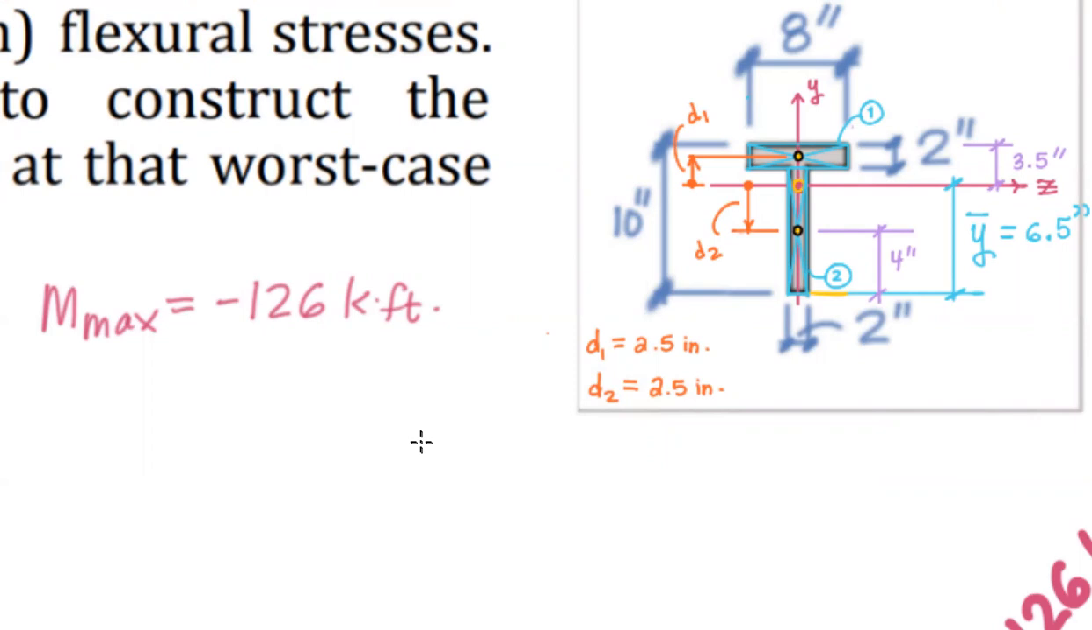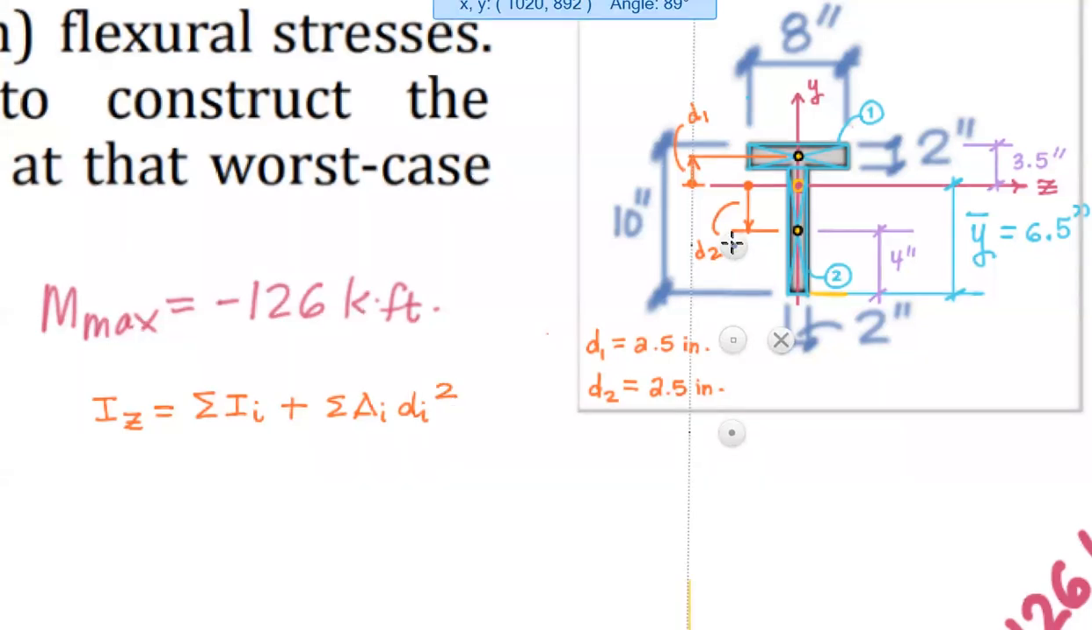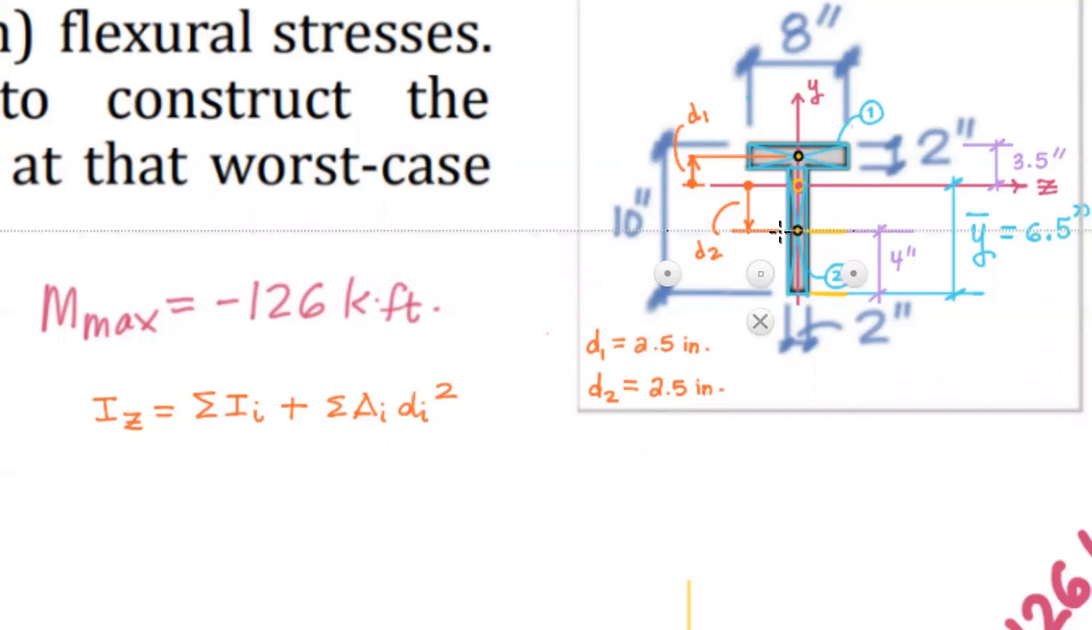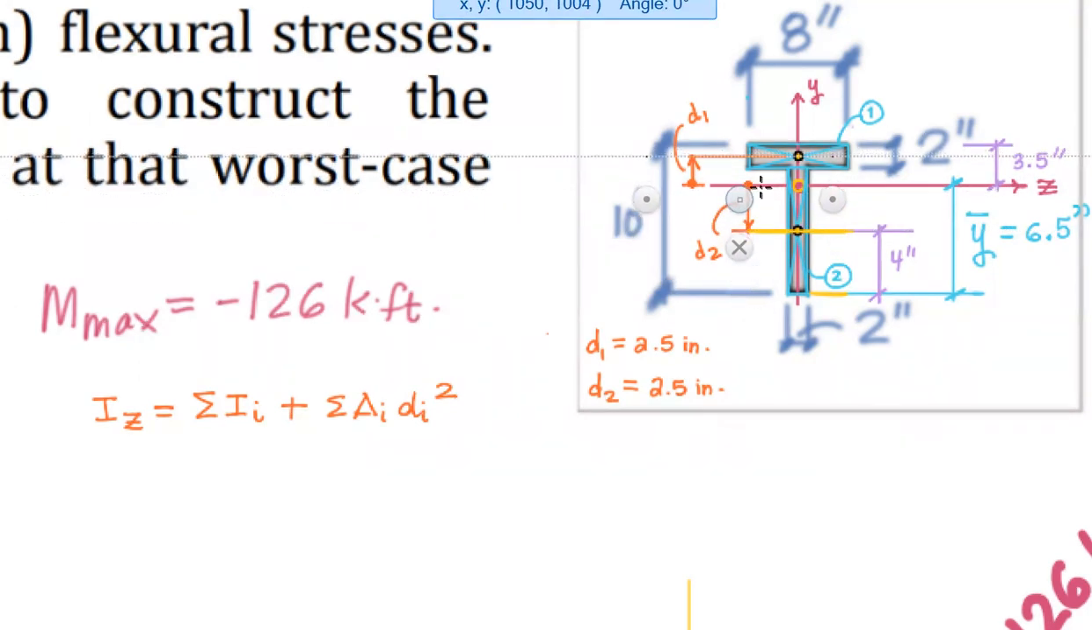We're ready to do our moment of inertia. I'll do that in orange right here. Moment of inertia about the Z axis equals, we're going to apply the parallel axis theorem. So the summation of the moments of inertia about their own horizontal centroidal axes plus the summation of the areas times the distances squared. Here are those horizontal axes. I will add them to our picture that's kind of becoming a little congested, but that's okay. So here is the centroidal Z axis, or horizontal axis, of shape 2. And this is the one for shape number 1, those two yellow lines there.